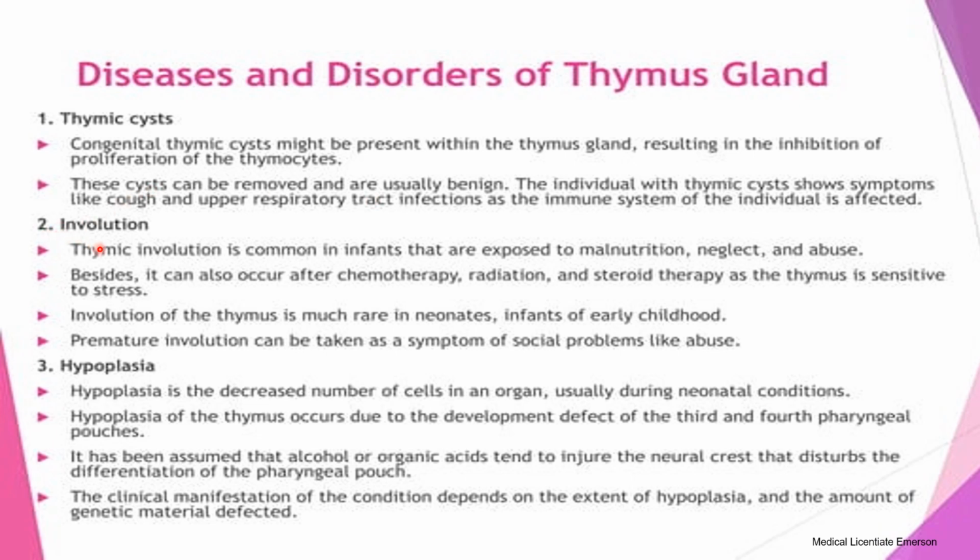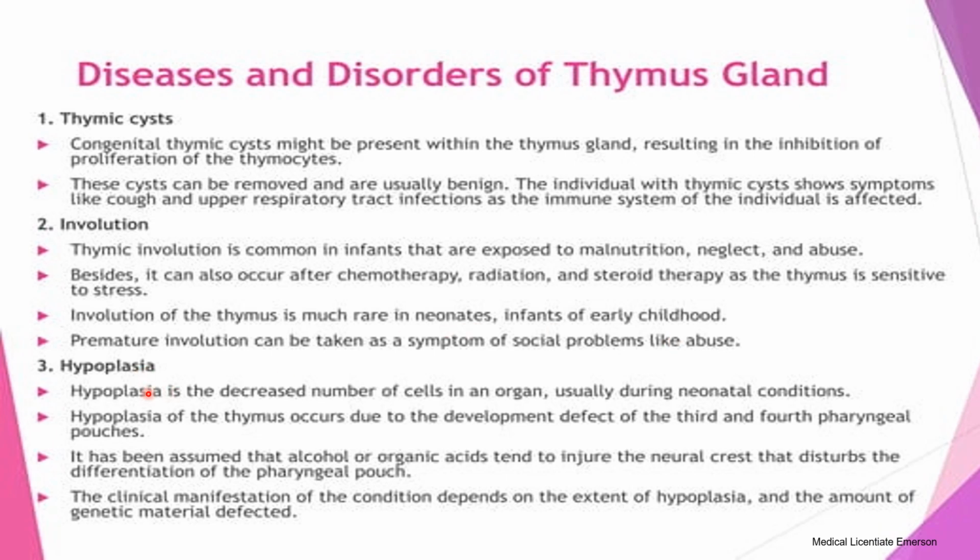Secondly, we can have involution, where thymic involution is common in infants who are exposed to malnutrition, neglect, and abuse. Besides, it can also occur after chemotherapy, radiation, and steroid therapy, as the thymus is sensitive to stress. Involution of the thymus is much rarer in neonates and infants of early childhood. Premature involution can also be taken as a symptom of social problems like abuse.